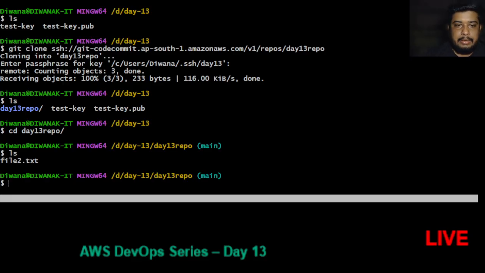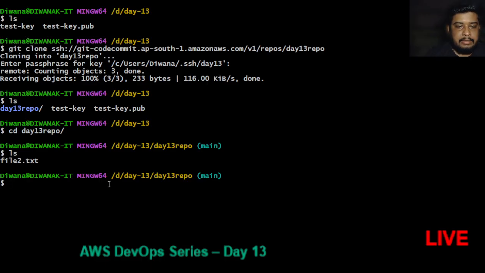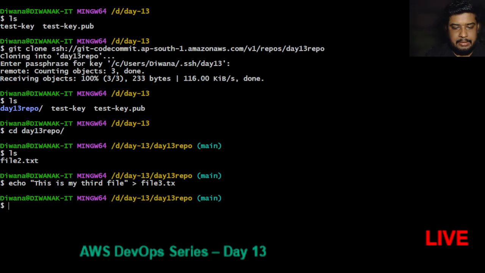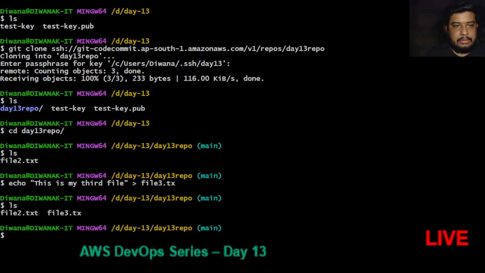So see, and let me update something from here. See, let me create one file here, echo, this is my third file, right? And write the file name here, space, one more space, and file3.txt. No worry. ls. So see, I have added one file here, and let's add it.